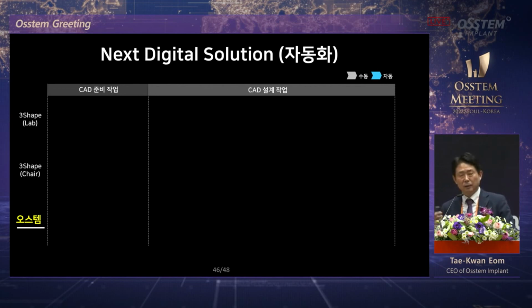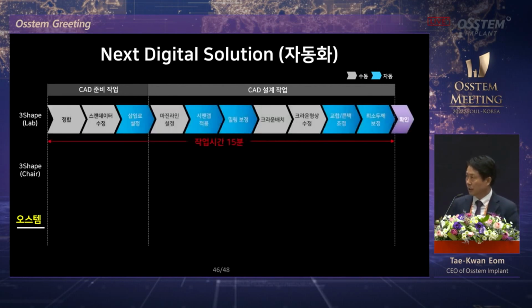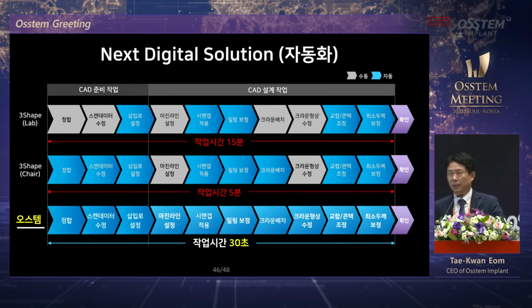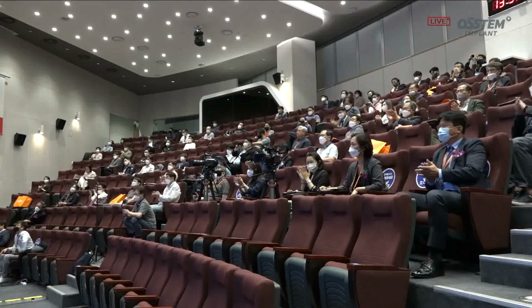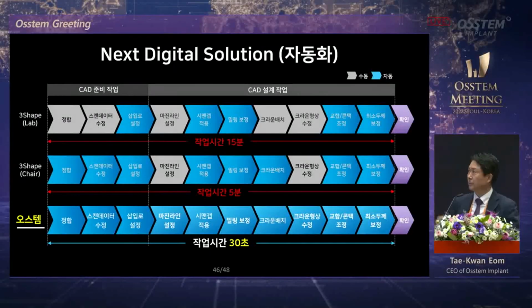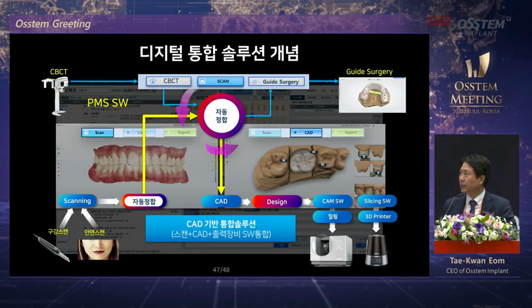Over time, 3Shape has become more advanced. White means labor work, the blue ones are automated, so it takes about 15 minutes. On the chair side, it can be done in 5 minutes, whereas the top one at the lab can be finished in 15 minutes. But Osstem aims to finish it within 30 seconds. Please give me a big round of applause. We haven't achieved the 30-second goal, but we are almost there.